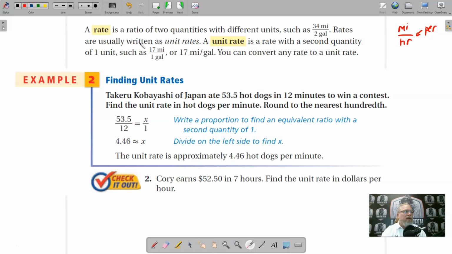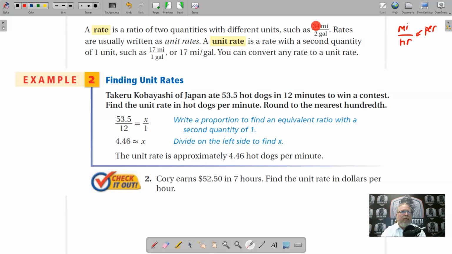So rates are usually written as unit rates. A unit rate is a rate with a second quantity of 1 unit, such as 17 miles is to 1 gallon, or 17 miles per gallon. And you'll also notice that 17 miles per 1 gallon is the same as 34 miles per 2 gallons. We just divide both the numerator and the denominator by 2, and we would get down to 17 miles over 1 gallon. But the point is that we know this is a unit rate because the measurement in the denominator has a value of 1.